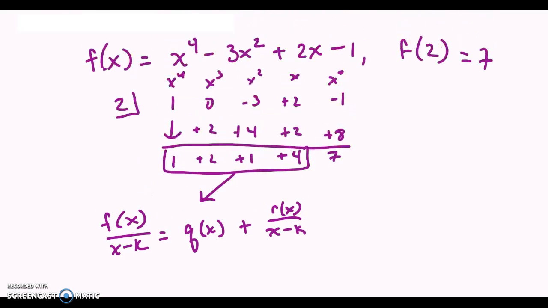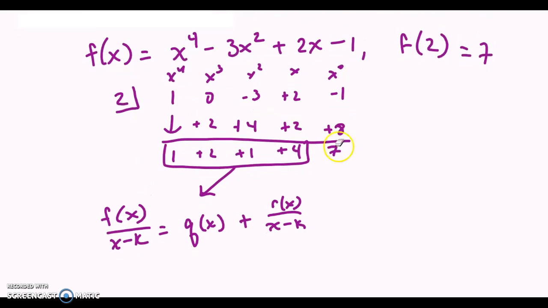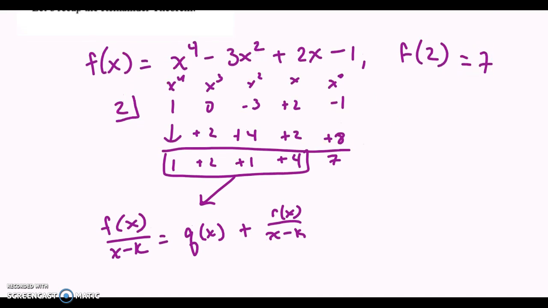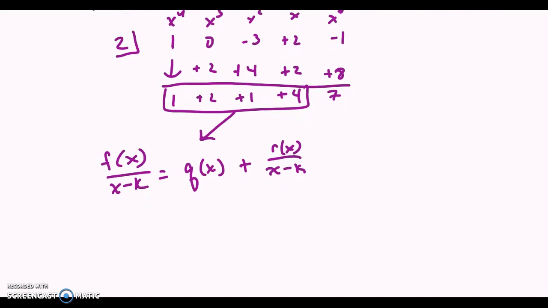I find it fascinating that if we do synthetic division, all I have to do is take the number at the end, and that's the value that I get when I plug 2 into the function. So allow me to multiply both sides by x minus k. And take a look at what happens here.